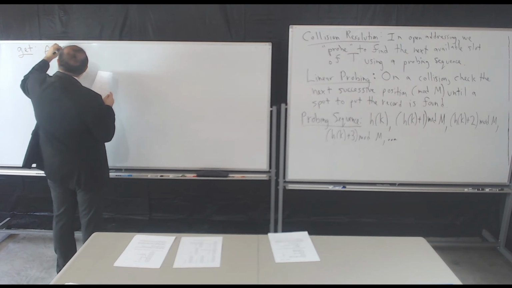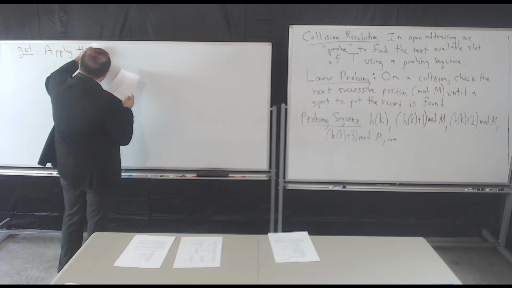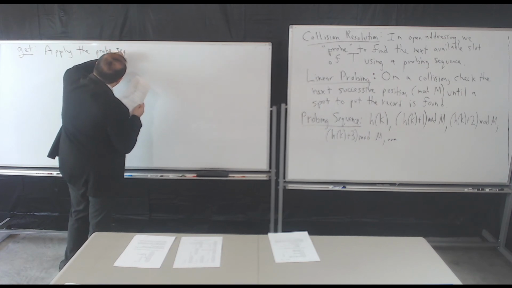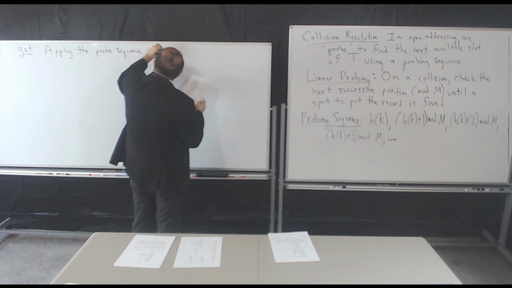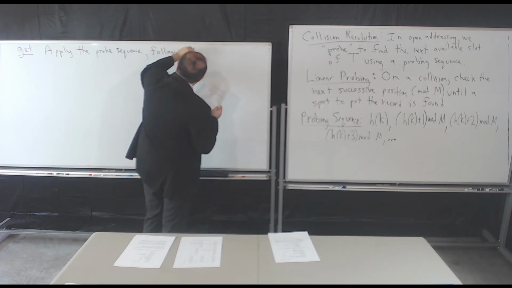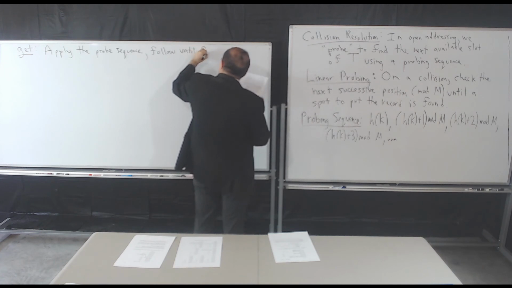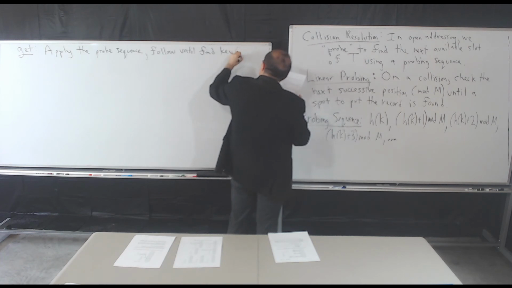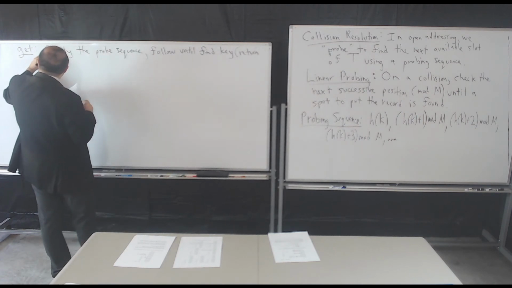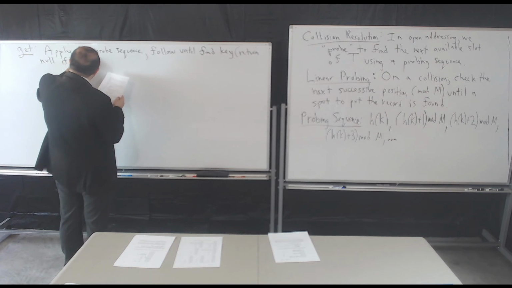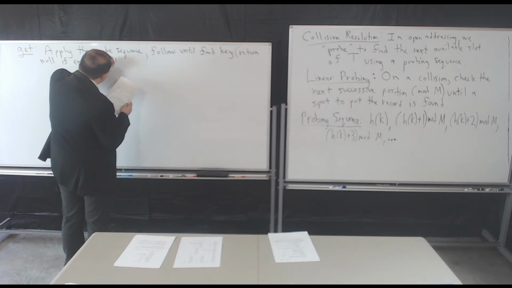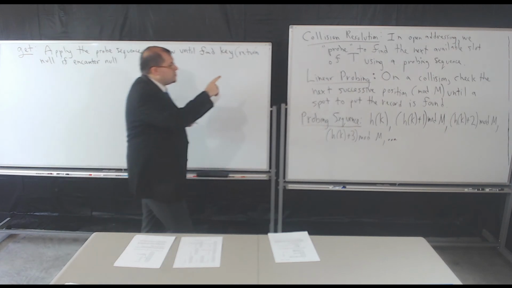It's going to apply the probe sequence. Apply the probe sequence, follow until you find the key. You find the key. And then you just return null. So you simply return null if you encounter null. So remember, this is going to go through the probing sequence.